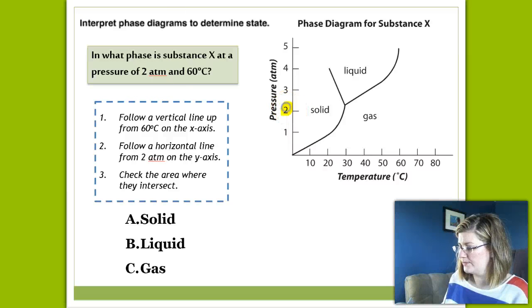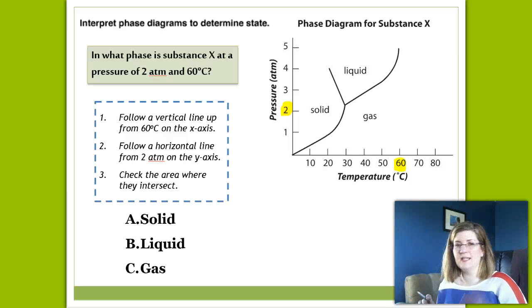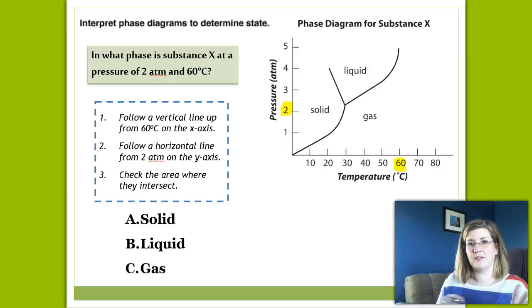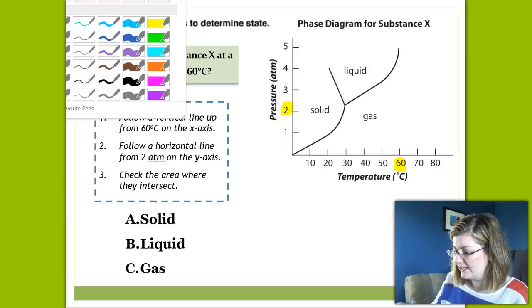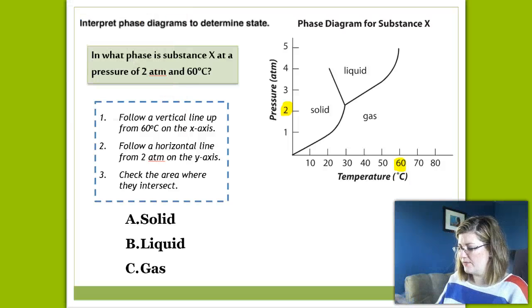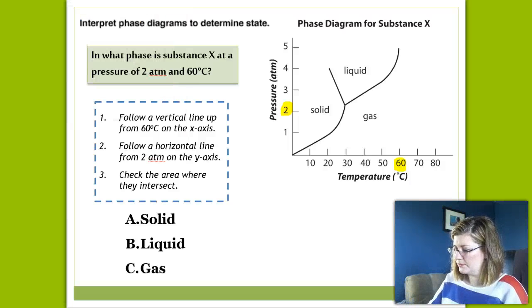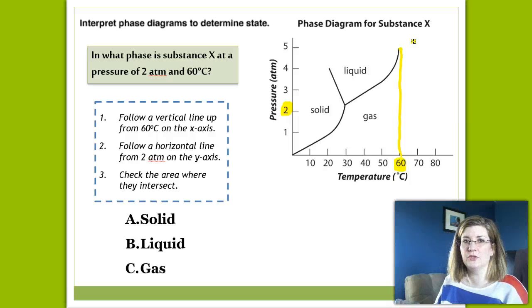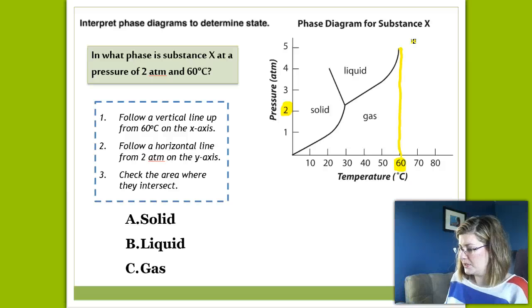So here's our pressure, 2 atms, and 60 degrees C. The very first thing you're doing is finding those points on the X and Y axis. Then you're going to go ahead and follow the vertical line up from 60 degrees on the X axis. And you're going to see where it sort of connects to your line, to one of your three lines. And then you're going to follow the horizontal line across to see where the intersection point is between the two of them.